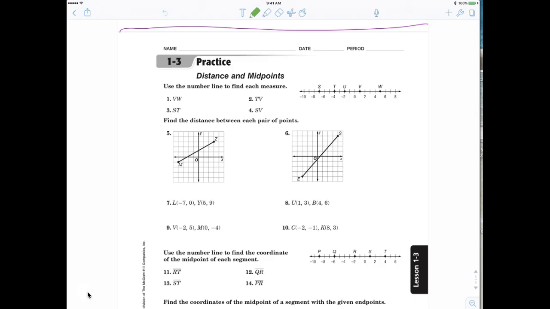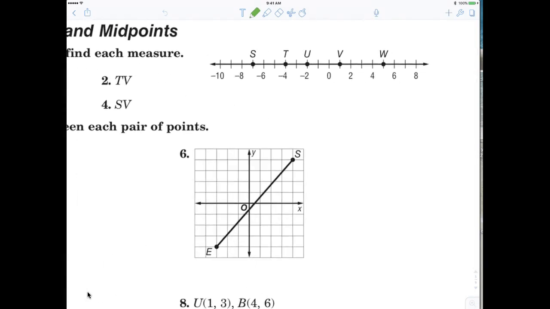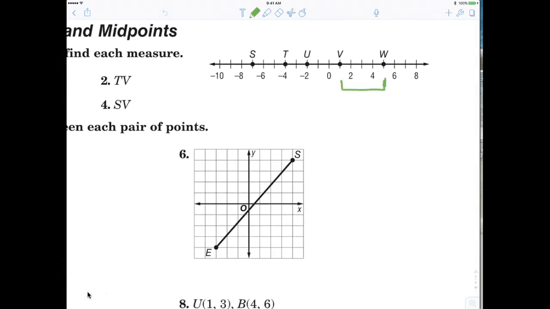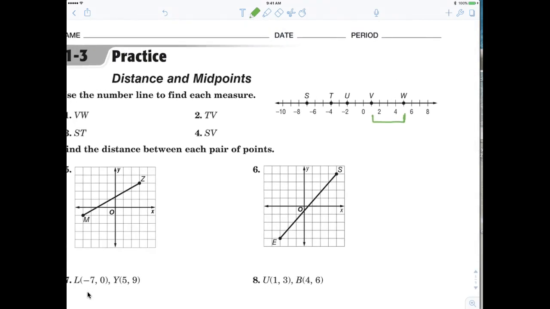All right, so if we look at number 1, VW, if I'm looking for VW, I'm asking for this from here to here. What's that distance? Now, again, the correct answer is 4. Now, besides counting, does anybody remember what the rule is? If you're doing IXL, they kind of explain things, but how do you find the distance between 2 points on a line?